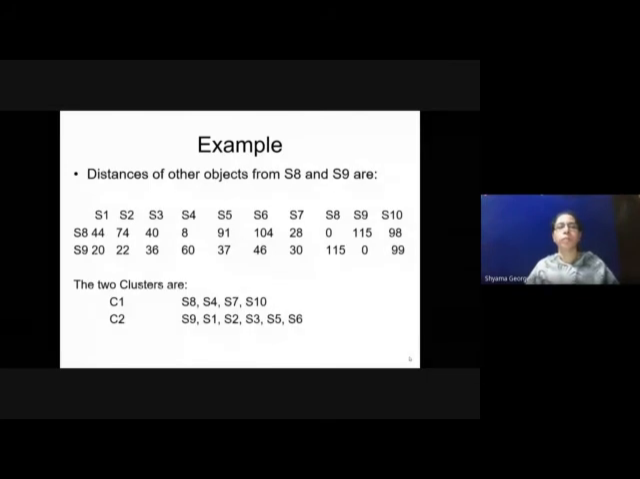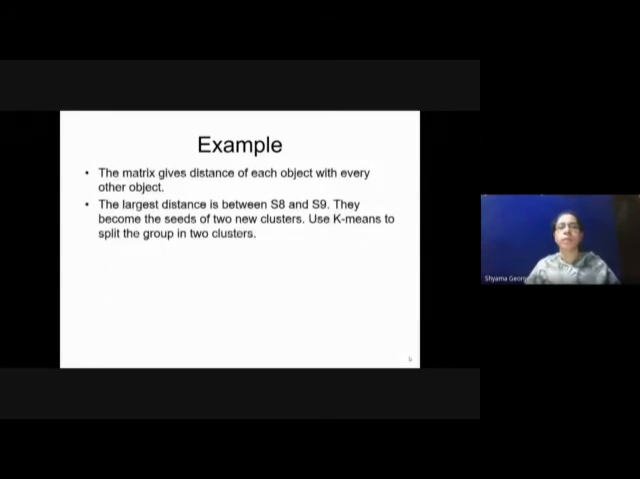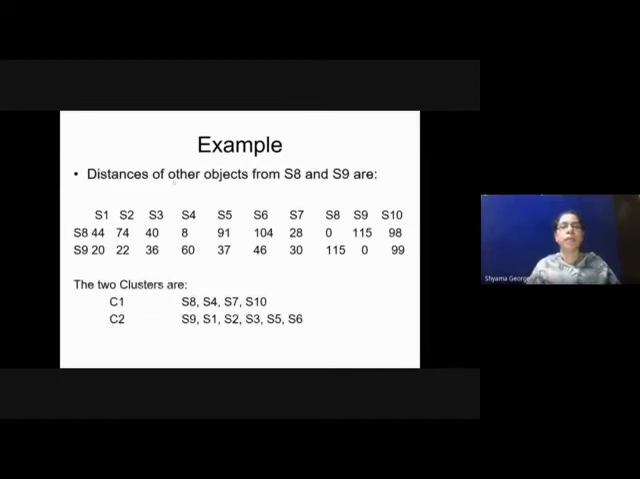To form the two groups, we know that S8 and S9 are the representatives. You can write the objects S8 and S9 and write all the distance values in this form. Take S1, S2, S3, S4, S5, S6, S7, S8, S9, S10. The distance between S8 and S1 from the distance matrix is 44, and S1 and S9 is 20. Similarly, the distance from S8 and S2 is 74, and from S9 it is 22. We record all the values like that, and from that we can find out whether each object should go along with S8 or S9.